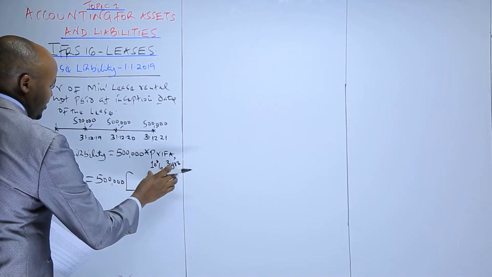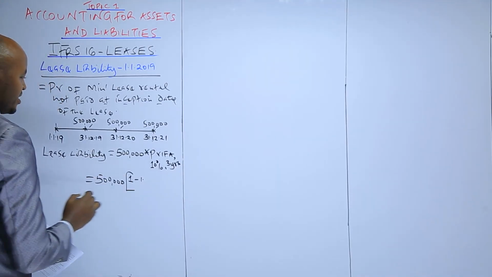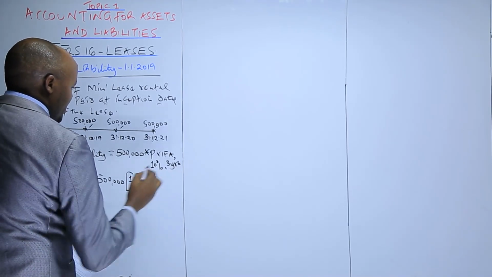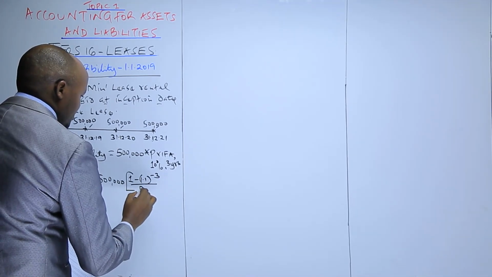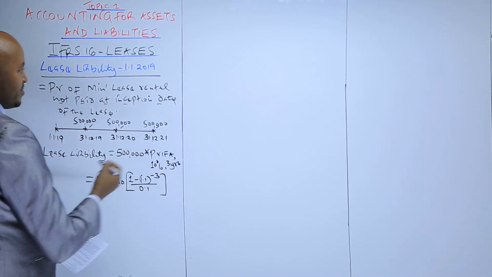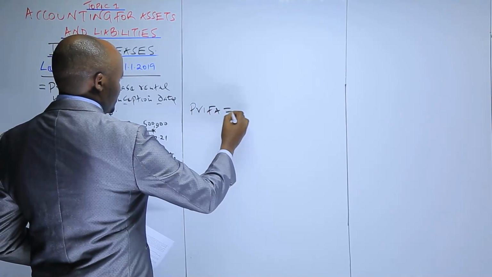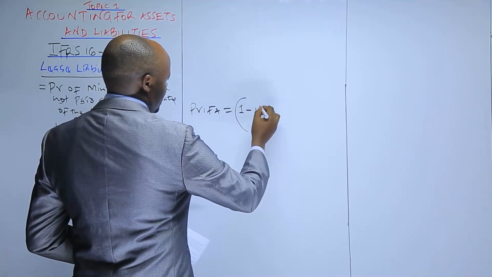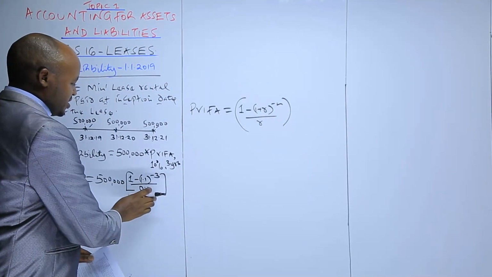So we need the formula for getting this, where we take 1 minus (1 plus R) raised to power negative n, and then we divide that with R. Our R in this case is 10%, so this will be 1.1 raised to power n, our n is 3, and then we divide with R, which is 0.1. So basically this is the formula which we use in terms of getting the present value interest factor of annuity.